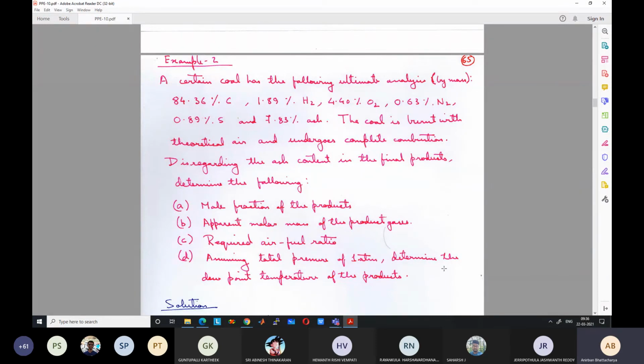So the conditions are maintained such that the water vapor always goes out in the vapor state, not the liquid state. The temperature has to be higher than the dew point temperature, which is most probably always the case. Dew point temperatures are low, we will see, but the temperature has to be greater than the dew point temperature so that there is no condensation.